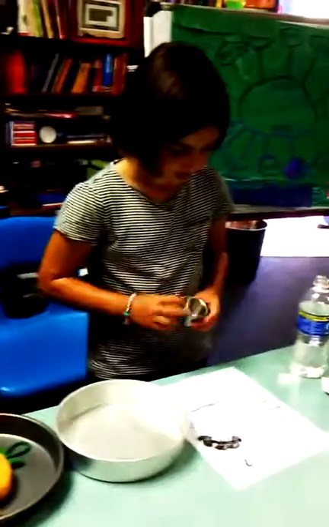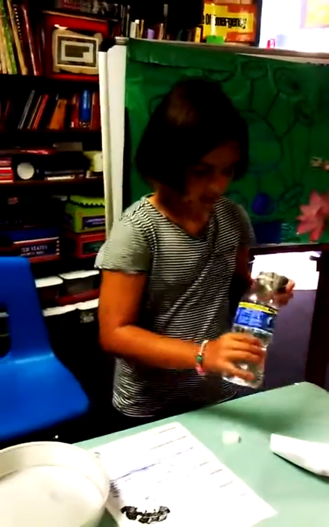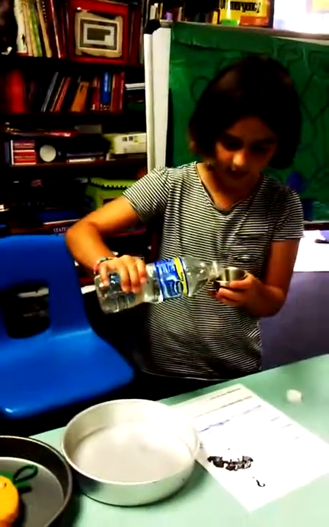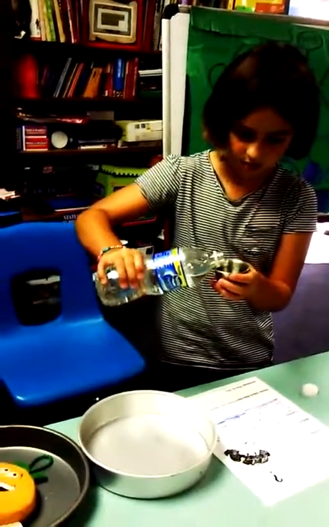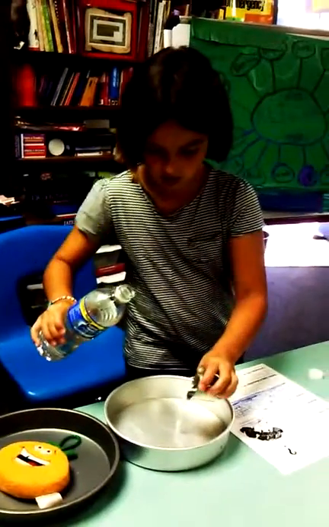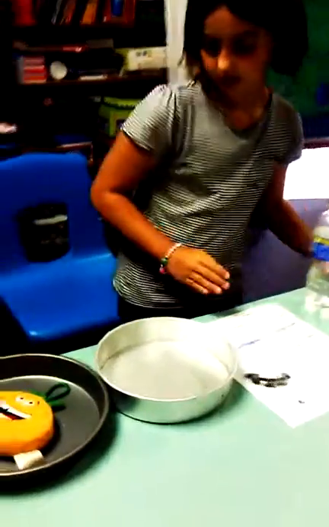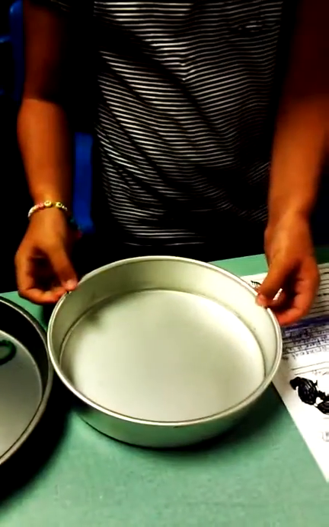Now I have to pour 1/4 of a cup of water into the empty pan. Why don't you do that over the pan so it doesn't spill? Notice how it covers up the bottom of the whole pan.